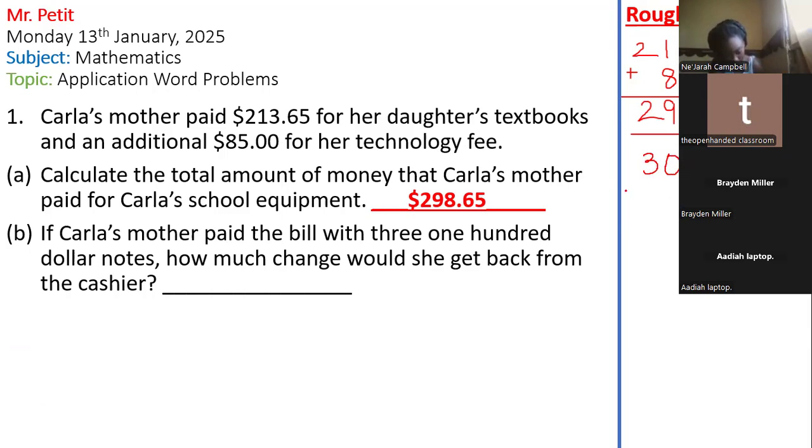300 minus what? $298. Adaya, your mic is on. So $298 and what? $298.65. Okay. So we have to subtract it. So come on, Adaya, help me subtract this. What are we gonna do?